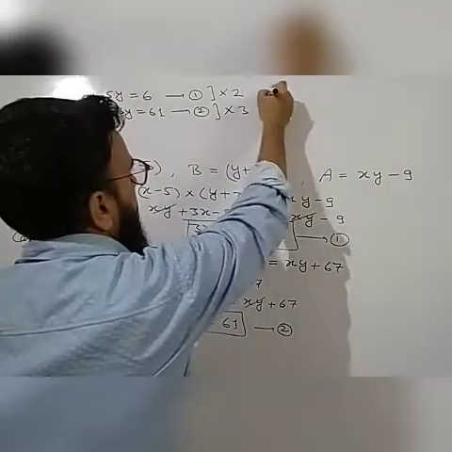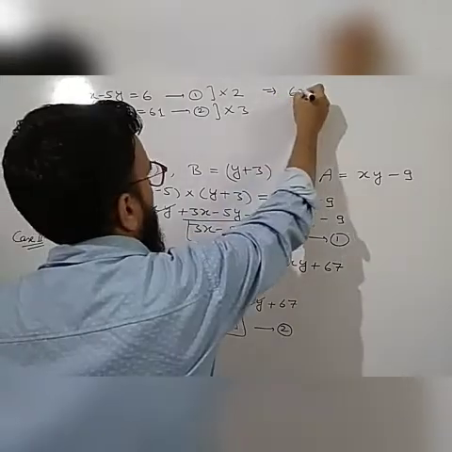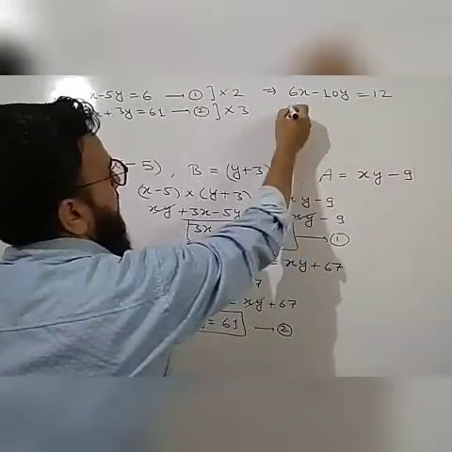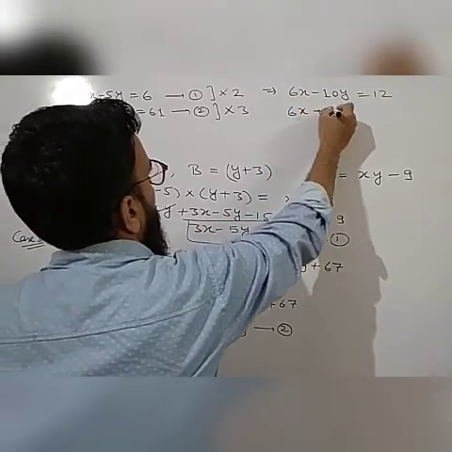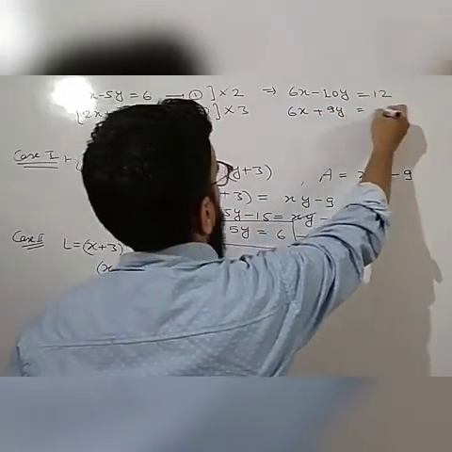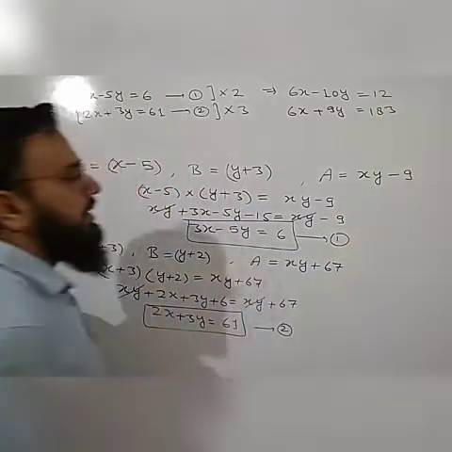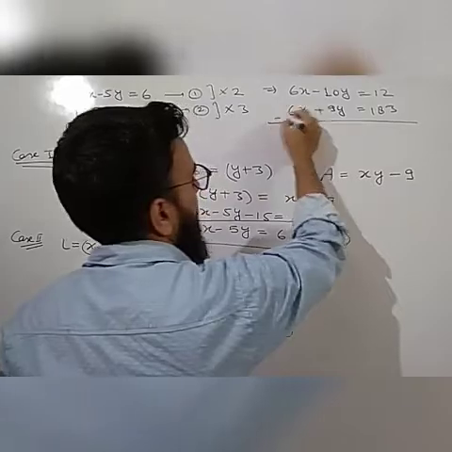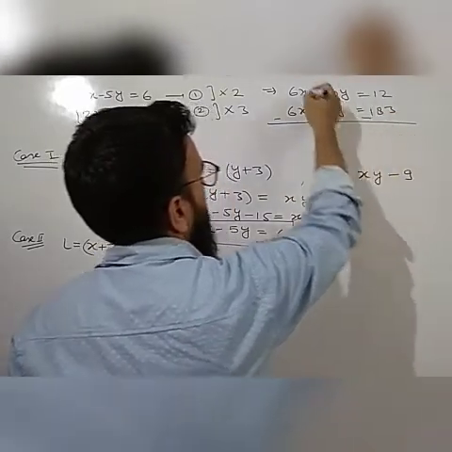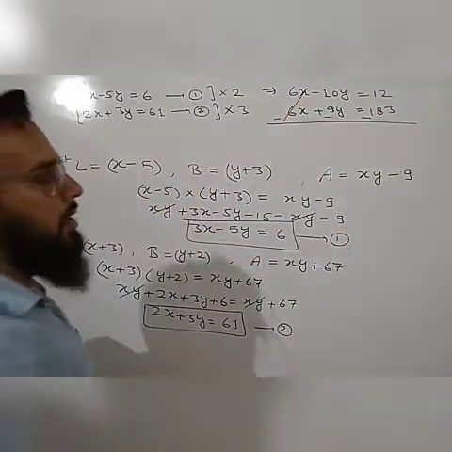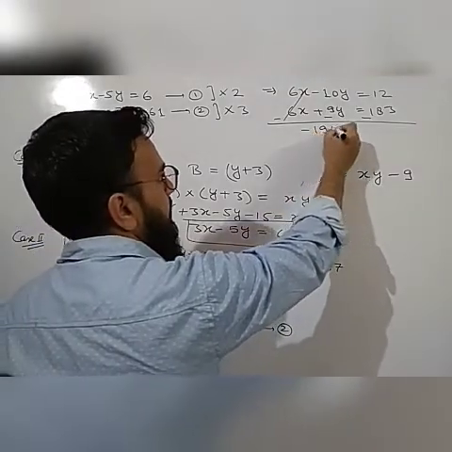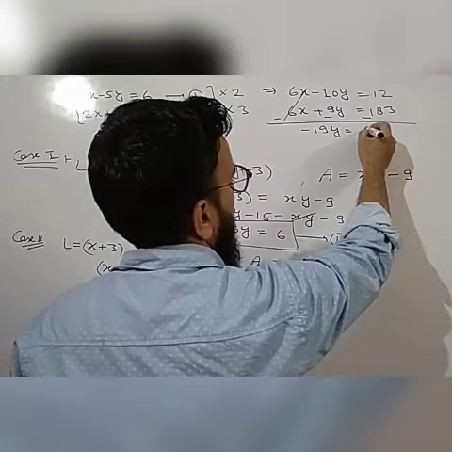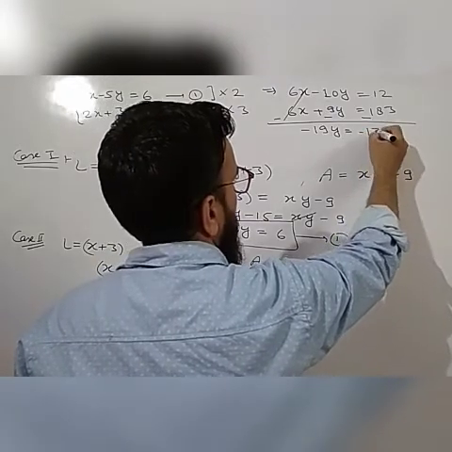So the first equation will be 2 times 3 is 6x minus 10y is equal to 12, and the second equation will be 6x plus 9y is equal to 3 times 61, which is 183. Now if we subtract both the equations, it will be minus, minus and minus. The 6x will be cancelled out. So we will get minus 19y is equal to 12 minus 183, that will be equal to minus 171.